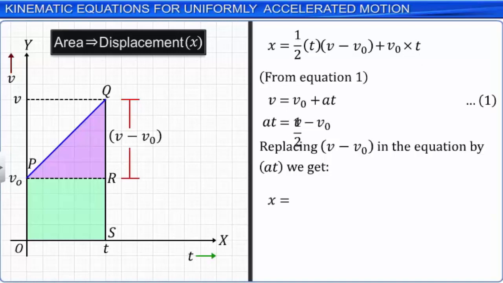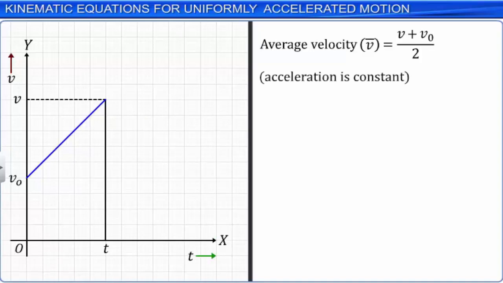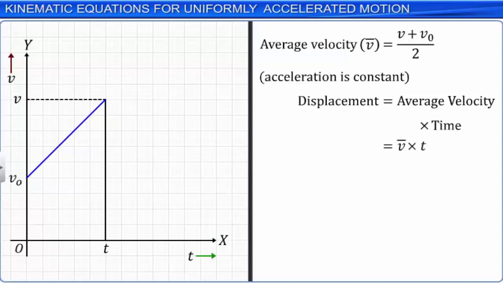The third equation is the relation between initial velocity v naught, final velocity v, acceleration a, and displacement x. The average velocity of a body v dash is half the sum of v and v naught, where acceleration is constant. We know that displacement is the product of average velocity and time, that is, the product of v dash and t. From equation 1, v is the sum of v naught and at. By rearranging the equation, we get time t equal to the ratio of the difference of v and v naught and a.